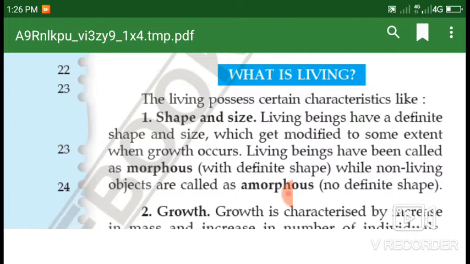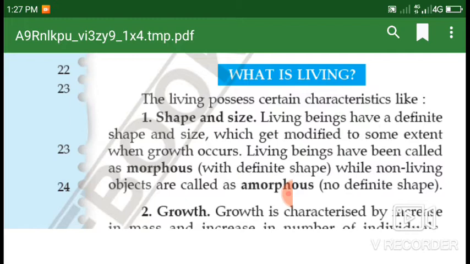When growth occurs, living beings are called morphous, with definite shapes, while non-living objects are called amorphous, with no definite shape. The non-living objects which are amorphous do not have a definite shape, but morphous means the organisms have a definite shape, and only living organisms possess a definite shape.